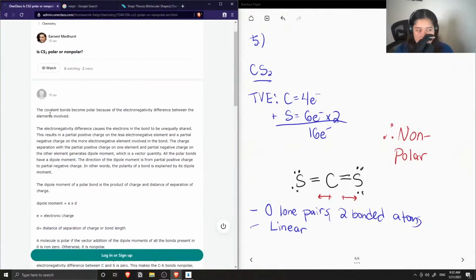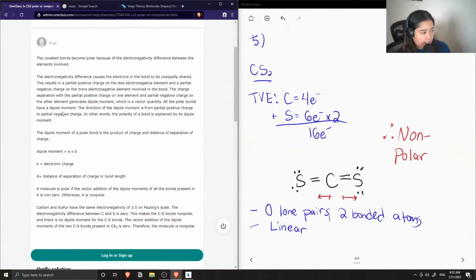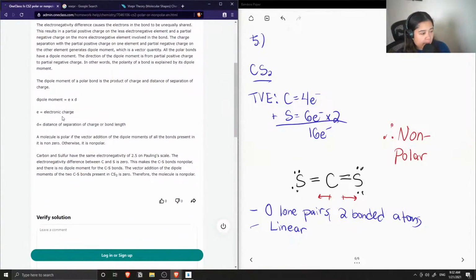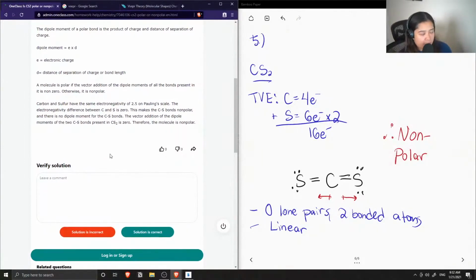Okay, so the junior tutor said covalent bonds become polar because of the electronegativity difference between the elements involved. So they talk about electronegativity, how you can calculate the dipole moment. And it's actually noted that carbon and sulfur have the same electronegativity. So their bond is actually nonpolar. And when you have a molecule that's made up of all nonpolar bonds, then the entire molecule will just be nonpolar. So this solution is correct.